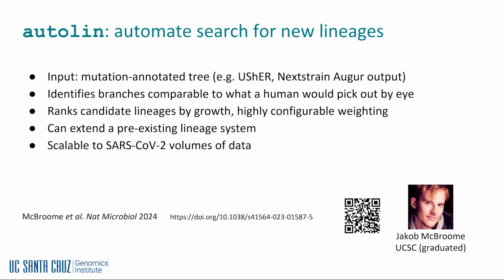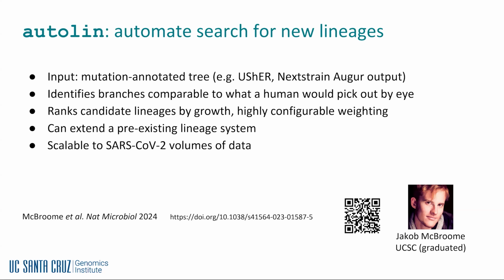The program that's attempting to do all this was written by Jacob McBroom as a graduate student in Russ's group. As its input, it takes a mutation annotated tree, and that can either be the UShER tree of all the SARS-CoV-2 genomes, or it can just be a Nextclade build. And it has a way to pick out genetically distinct branches that we think are pretty comparable to what a human might pick out just looking at the tree.